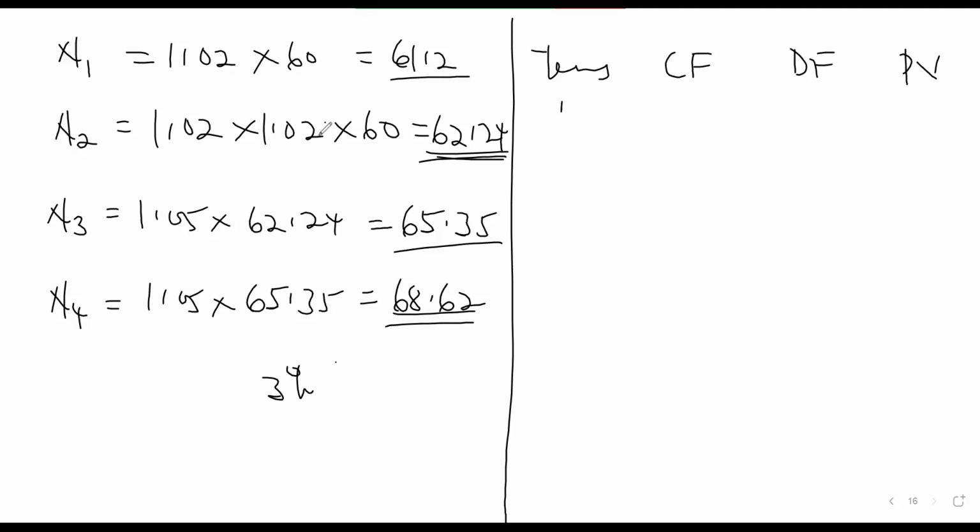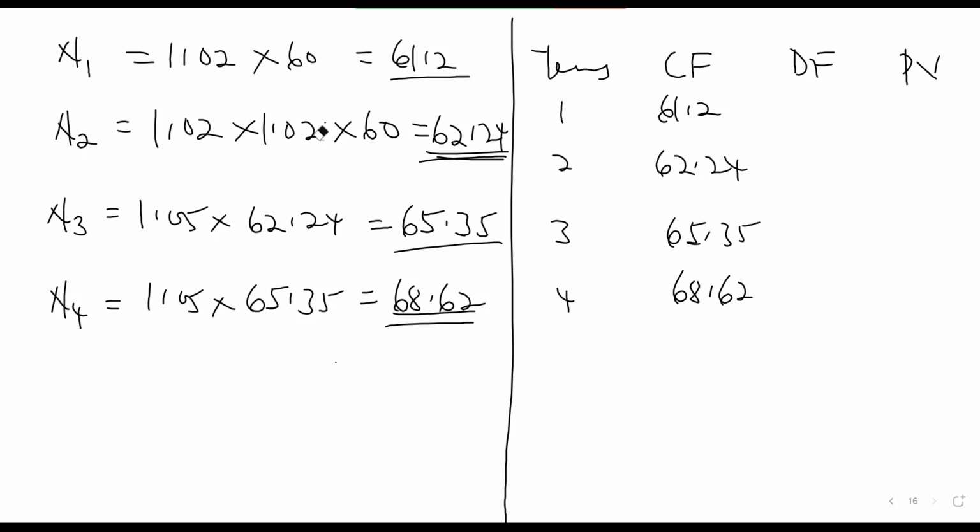So you have year 1, year 2, year 3, year 4. You have 61.2, which is the dividend a year from now. This will be 62.24 two years from now, 65.35 three years from now, and 68.62 four years from now. Then you come to the one with the perpetuity. You see that the perpetuity is now a constant growth.